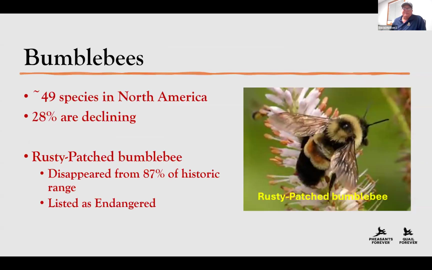Probably the most common that we think about as ground nesters is bumblebees. We have about 50 species now in North America, and almost a third are declining in population. Probably most notably, the rusty patched bumblebee there on the right has disappeared from 87% of its historic range, and as such it's listed as endangered. It's pretty amazing how something can disappear from its historic range to that level.